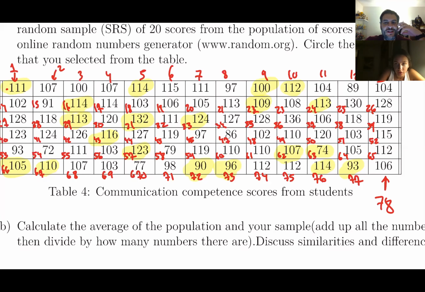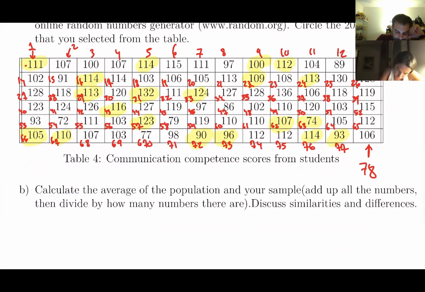So what I want you to do for B, I want you to get the 20 numbers that you got, and I want you to find the average of those 20 numbers. So take a minute and look at your 20 numbers and find the average. Theoretically, you could do 111 plus 114.